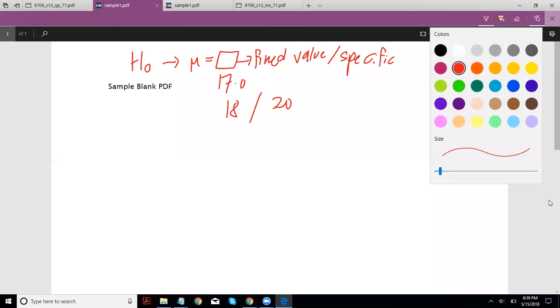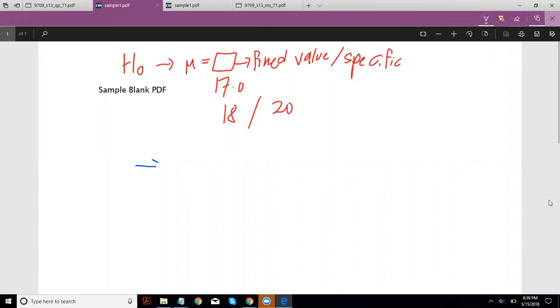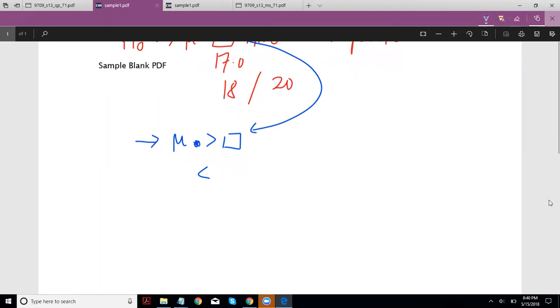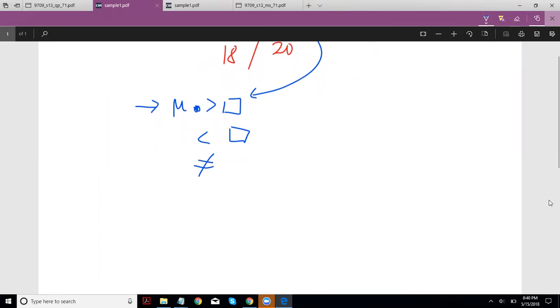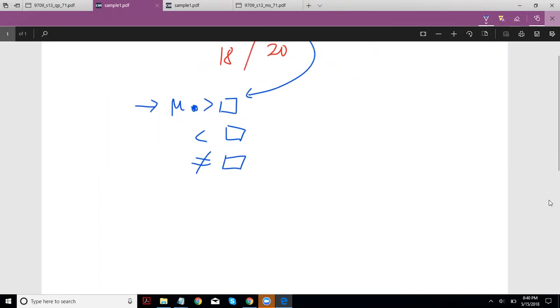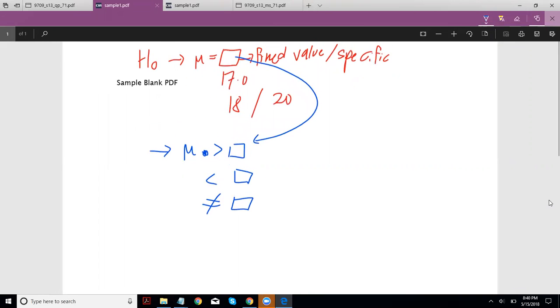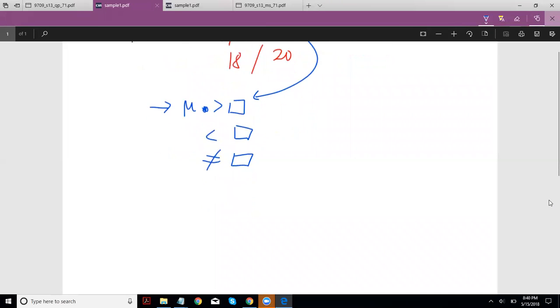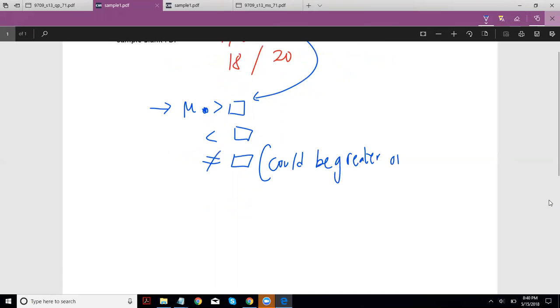And your alternative hypothesis can challenge your null hypothesis by saying that the mean is greater than the null value, say greater than 17, or less than 17, or not equal to 17. That is why your null hypothesis has to be a specific value, so that your alternative can be greater than that, less than that, or not equal to that, which basically means it could be greater or lesser. They haven't really specified.